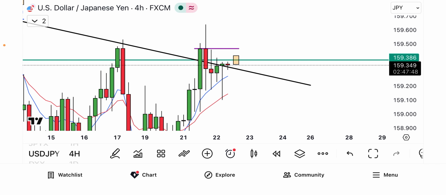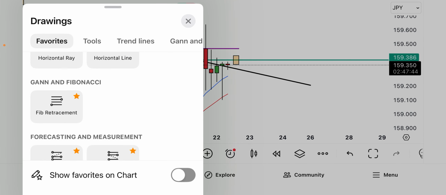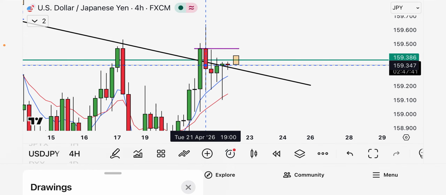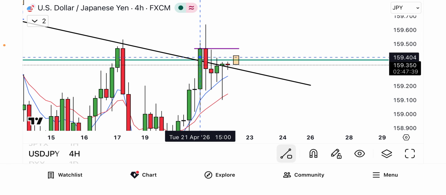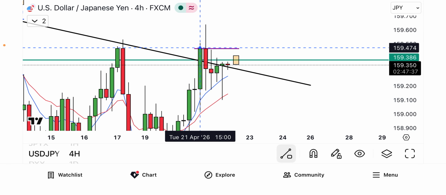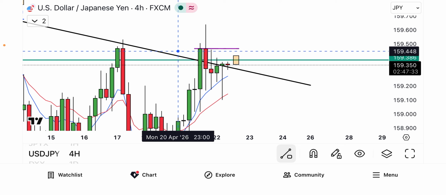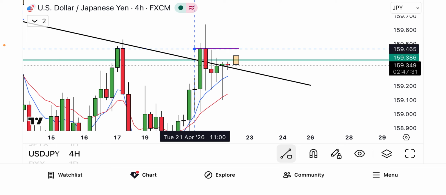So let's use this one. I don't even have the replay, but let's use this one. When this bullish candle closed, you see, it's 3 o'clock here. So with this 3 o'clock, you put your line here. The line is already there, right?